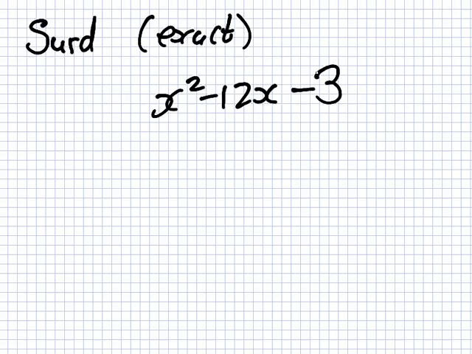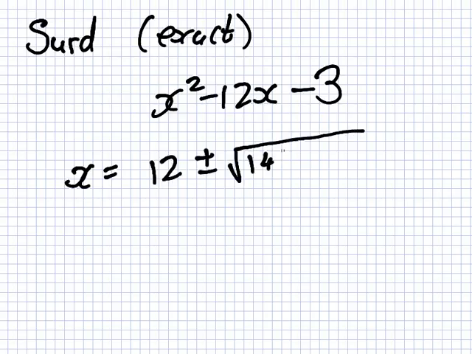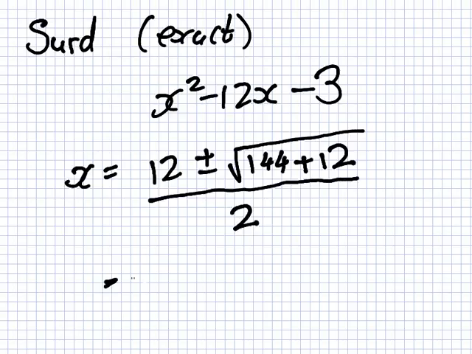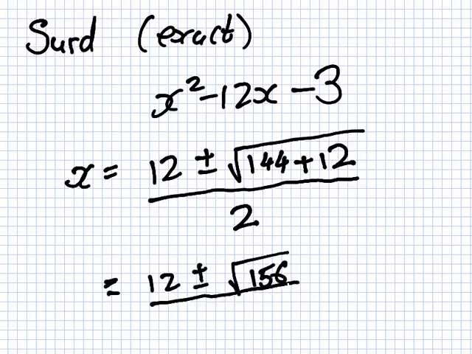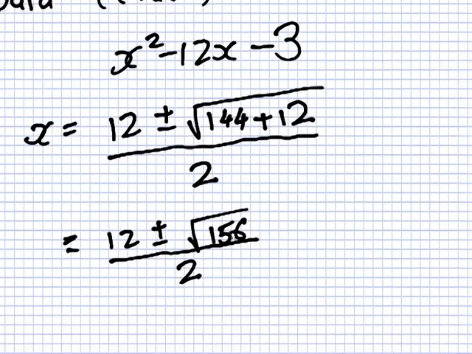Okay, some people have the answer? Yeah. So let's see what we get. X equals minus b plus or minus the square root of b squared minus 4ac, all over 2a. That equals 12 plus or minus square root 156 over 2. Yeah, well, let's have a look.